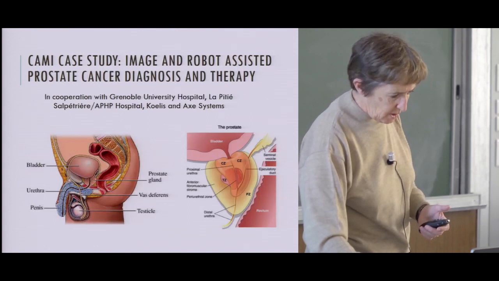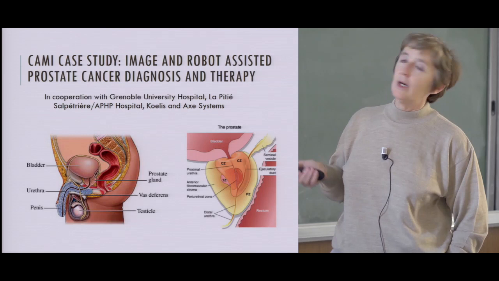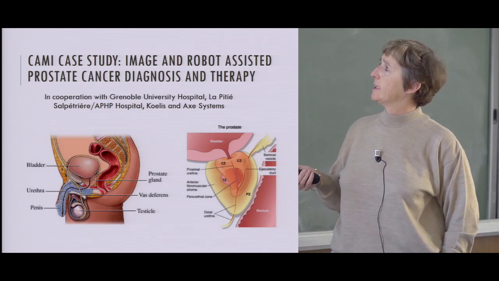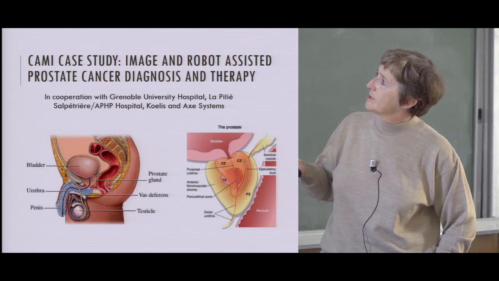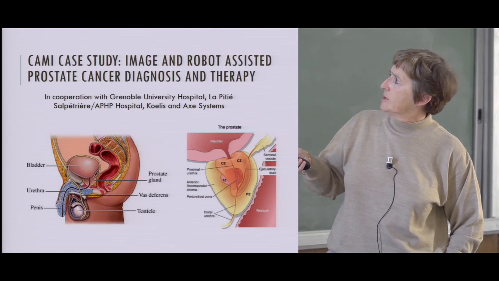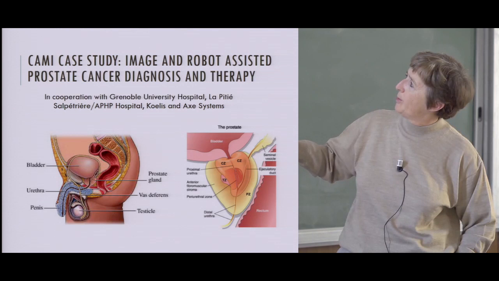To illustrate a little bit more with an example, it concerns more men than women, but that's prostate. So I will describe a few works related to prostate cancer. First of all, I will remind you or introduce you to some basic things. So the prostate is here, you know, it's like a big nut. There is a bladder here, the rectum here, and the prostate has different zones, and the cancer is mostly located in the peripheral zone.